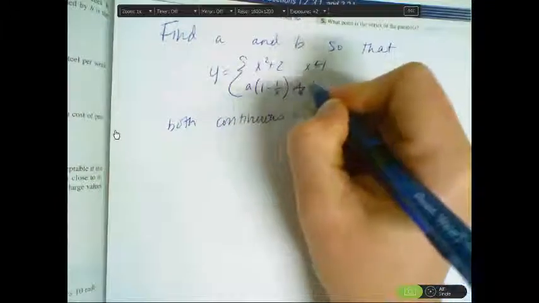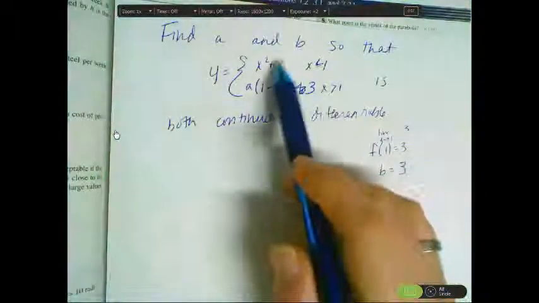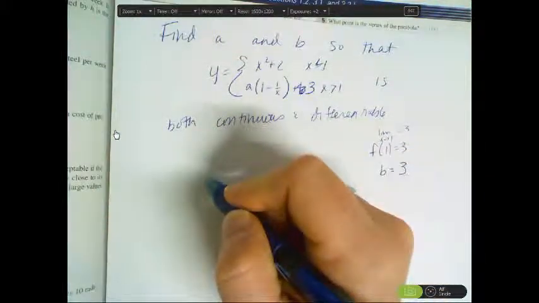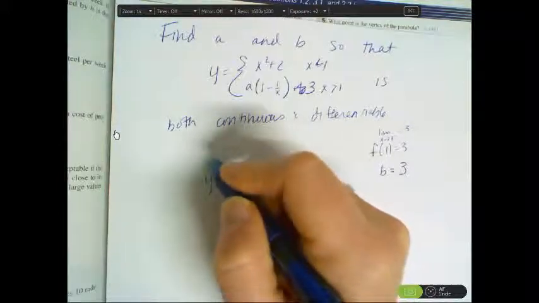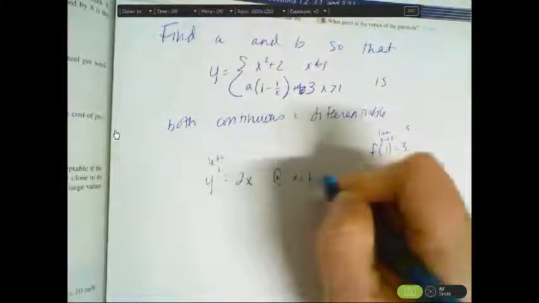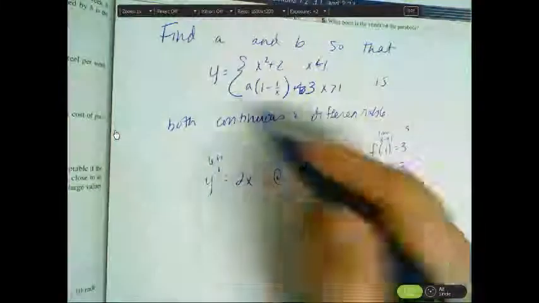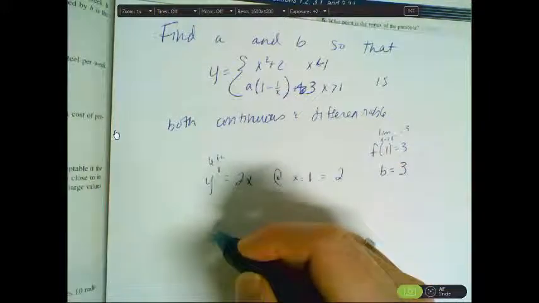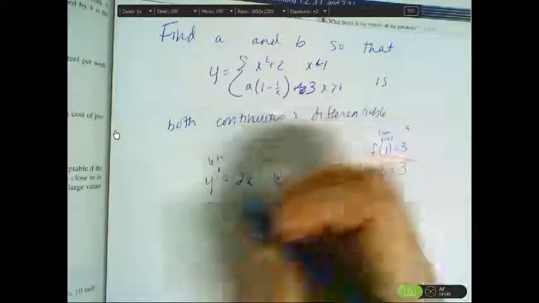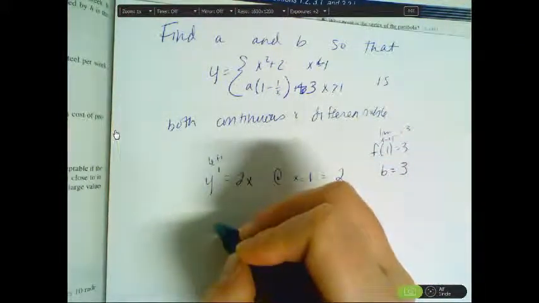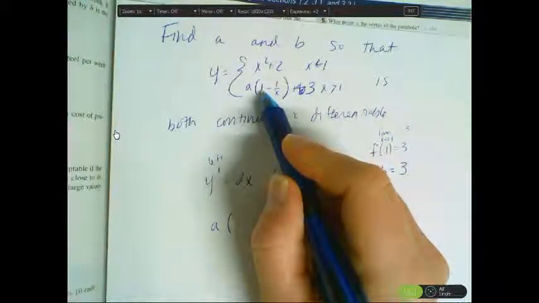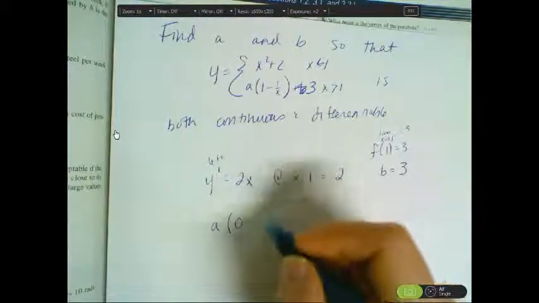So now that we know that b is 3, now we need the derivative on the left and the derivative on the right to be equal. Well, the derivative on the left, y prime from the left, is 2x, and at x equals 1, this value is 2. The derivative from the right is, how do we want to do this? There's a lot of ways you could go about it. I'm going to do the product rule. So I'm going to say a times the derivative of the inside. Well, this derivative is 0. I'm going to write that just for good times.